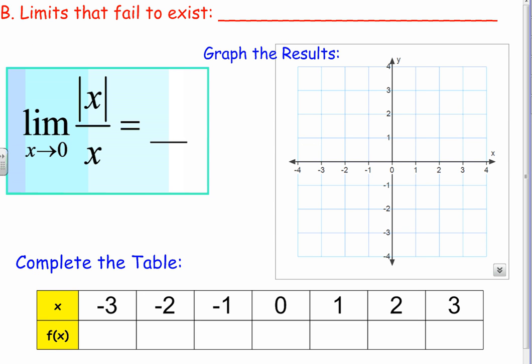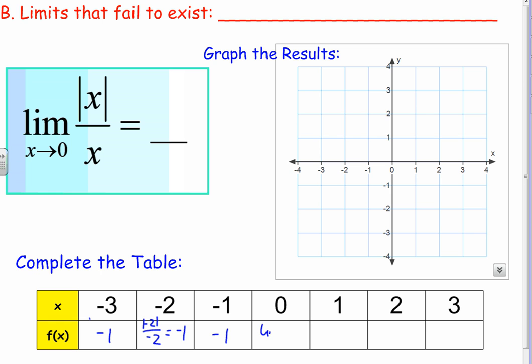Absolute value of x over x. And then we want to know what's happening as x approaches 0. Well, let's just kind of put this in. So if I go -3 absolute valued over -3, this appears to be 3 over -3. This has a value of -1. Do the same thing here. Absolute value of -2 divided by -2. Well, that would be like 2 divided by -2. It's -1. Same would be true there.